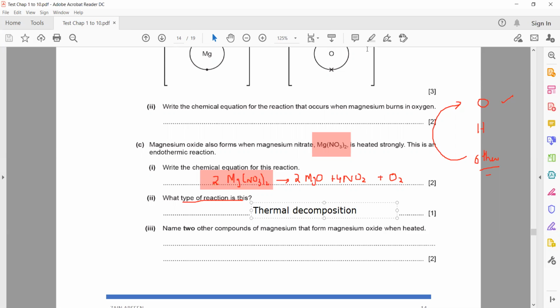And two other compounds of magnesium that form magnesium oxide when heated. For example, magnesium nitrate, same thing. If you have magnesium carbonate, when you supply heat energy, it will give magnesium oxide plus carbon dioxide. Magnesium hydroxide, when you heat, will give magnesium oxide plus steam or water vapor.